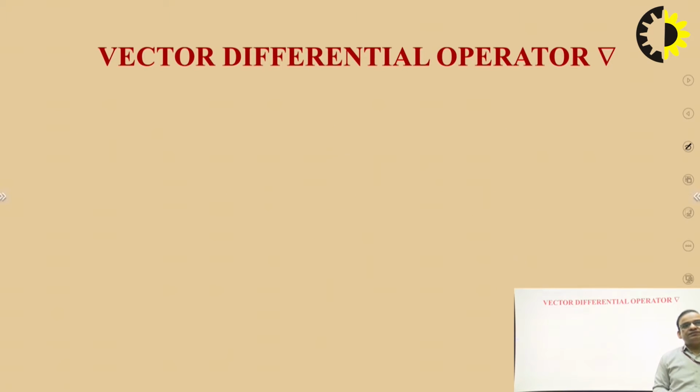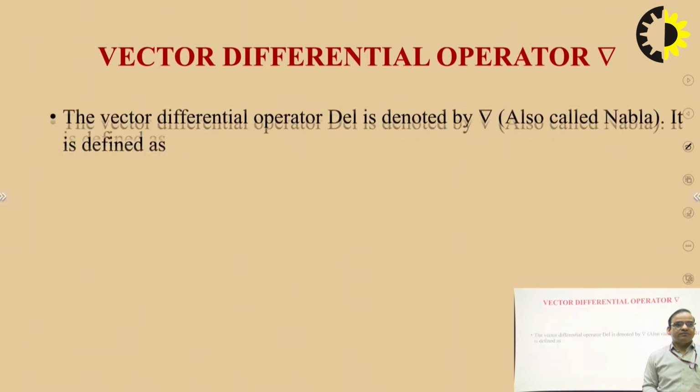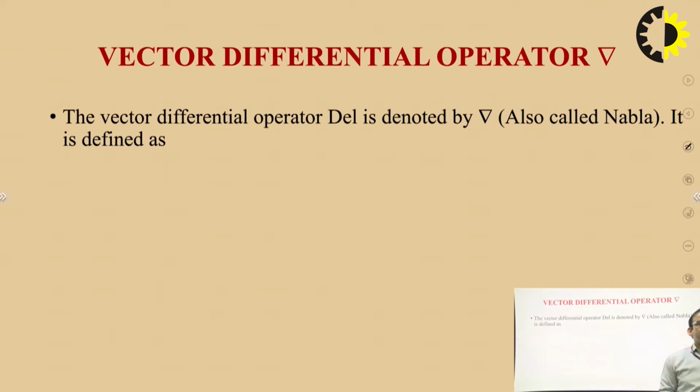So now the next is the vector differential operator. This is an important operator which we will use to differentiate vector quantities or vector functions. Here is the definition of it. The vector differential operator del is denoted by the symbol, this triangle. See, this is the symbol of the vector differential operator del.